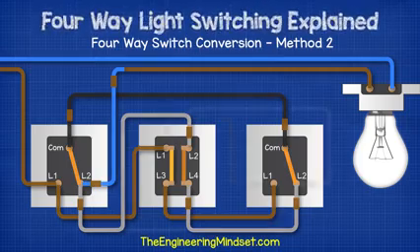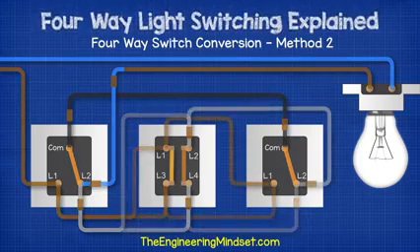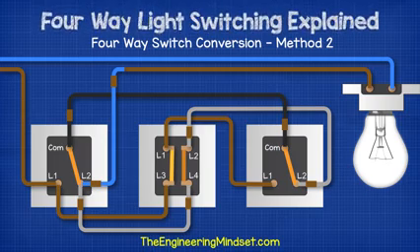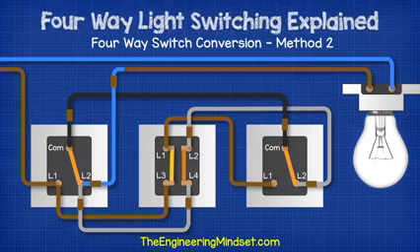This method is a variation of the last one, where we use the same cables but change their route a little. We have the live into L1 of switch 1, then a brown wire from L1 of switch 1 to L3 of switch 2, then another brown wire from L1 of switch 2 to L1 of switch 3.